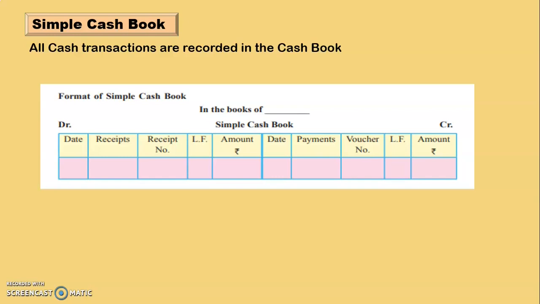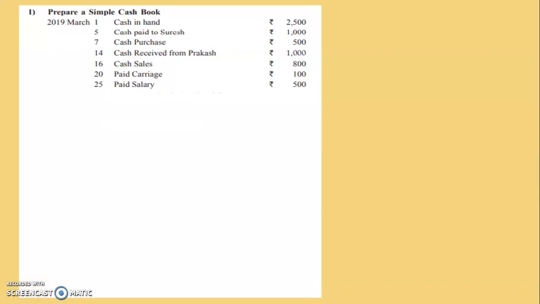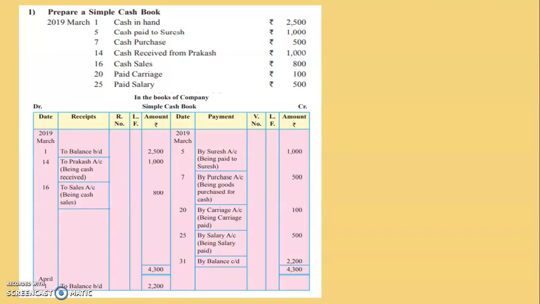Now let's understand how to pass entries in simple cash book with the help of this following example. These are some of the transactions given. We have to prepare a simple cash book. So these transactions will be recorded in simple cash book in this way. On 1st of March, cash in hand 2,500. This is the opening balance of cash, so this will be recorded on the receipt side. In the date column we'll write the date, then in the particulars column we'll write to balance brought down, and in the amount column 2,500.